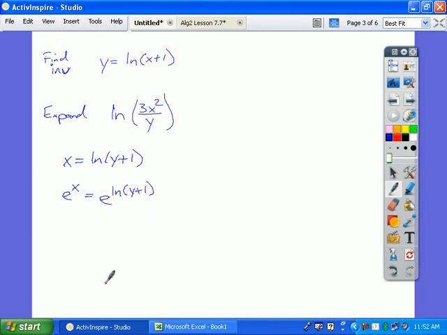But when I take e to the power of ln, now both of those cancel out, and I'm left with e to the x equals y plus 1. So I subtract 1, and I get y equals e to the x minus 1. And that is the inverse equation.